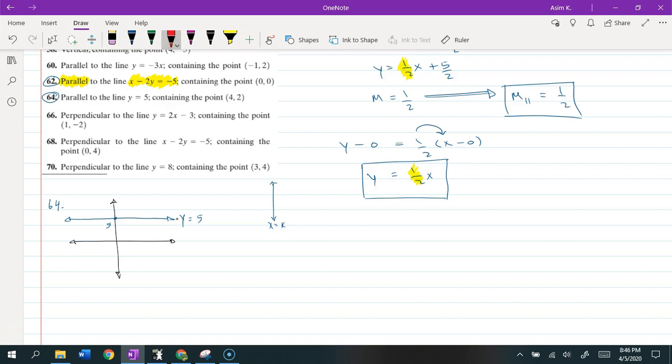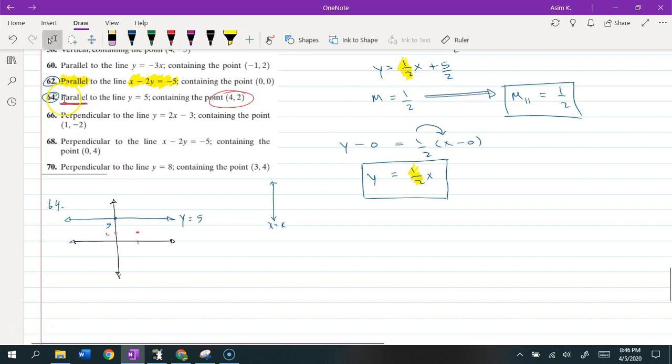Your line is containing the point 4, 2. Now I want you to think to yourself, where is 4, 2? Let's suppose that is right here, 4, 2. Now, what's the relationship between your line and their line? This is what's important.